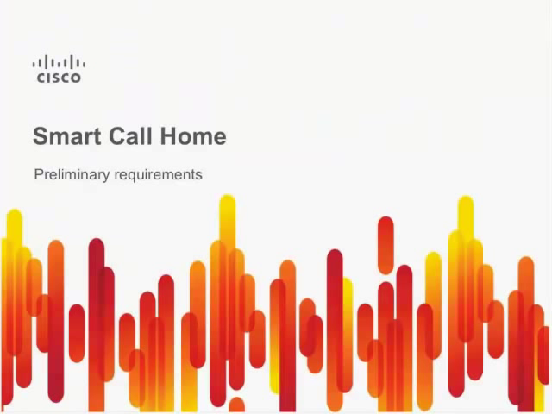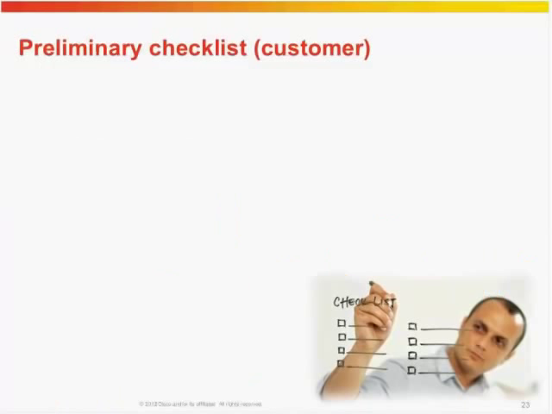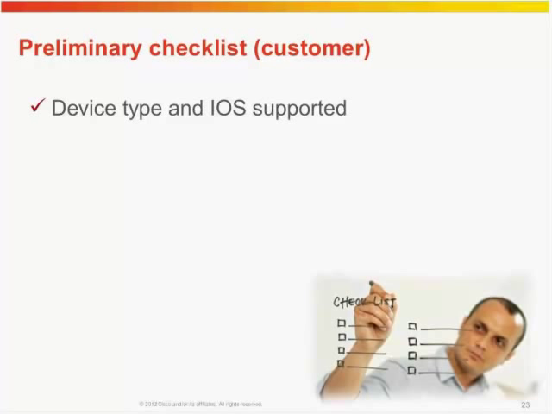So let's take a moment to explore how we can ensure a successful Smart Call Home deployment. Before configuring and registering devices, there's a short list of prerequisites to verify. First, we need to ensure that the target devices are covered by Smart Call Home and are running a supported operating system.